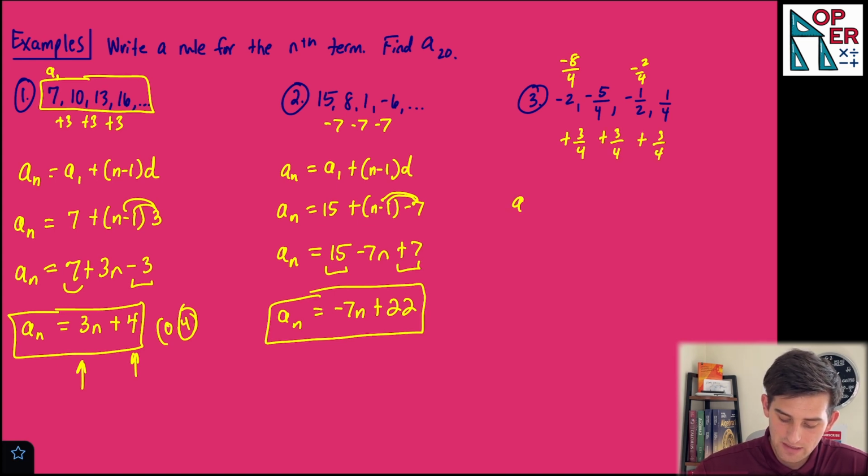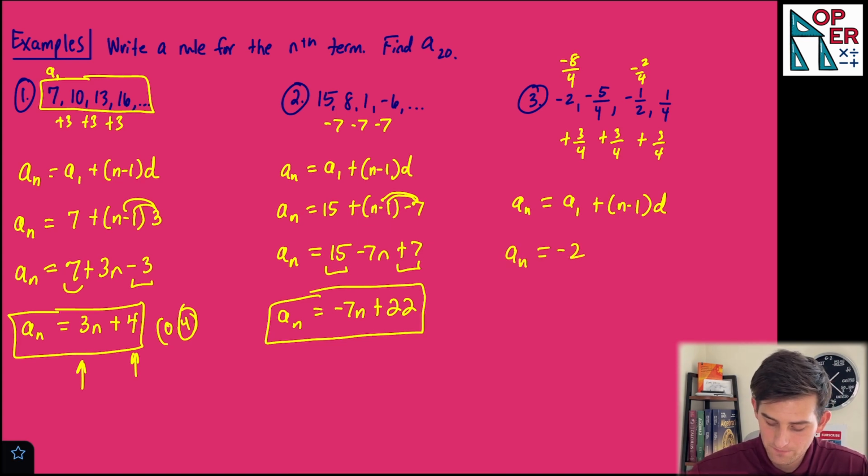So now we can write a sub n equals a sub 1 plus n minus 1 times our common difference. And now let's plug in the terms we know. So a sub n equals, our first term is negative 2 plus n minus 1. And we said our common difference this time is 3/4. So now we have a sub n equals negative 2. Distribute our 3/4, so plus 3/4 n minus 3/4.